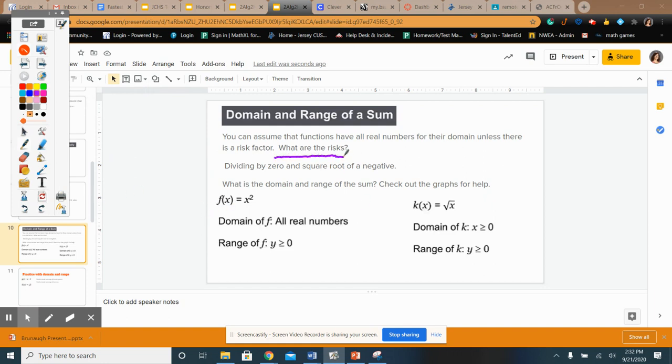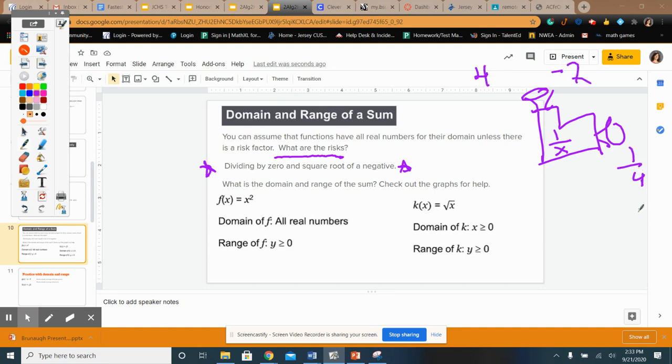However, there are some risks that will break machines. The only machines that can be broken for you right now would be anything dividing by 0. For example, if I have 1 over x, I can plug anything I want into this machine with the exception of 0. Because if I plug in 4, I get 1/4. If I plug in -7, I get -1/7. But as soon as I plug in 0, I'm dividing by 0, and that breaks the machine. So the domain of this machine would be x cannot equal 0, but x can be anything else.